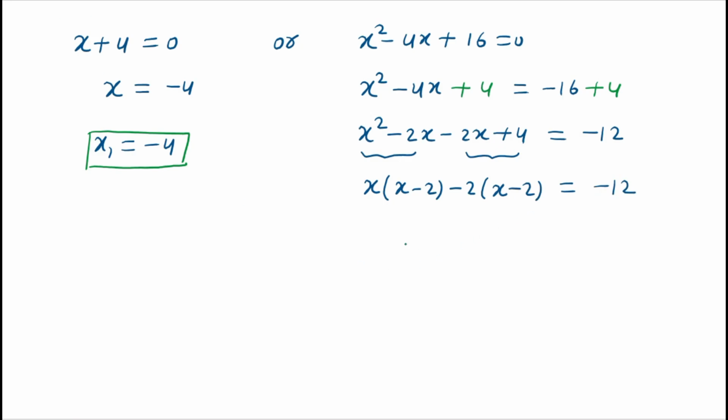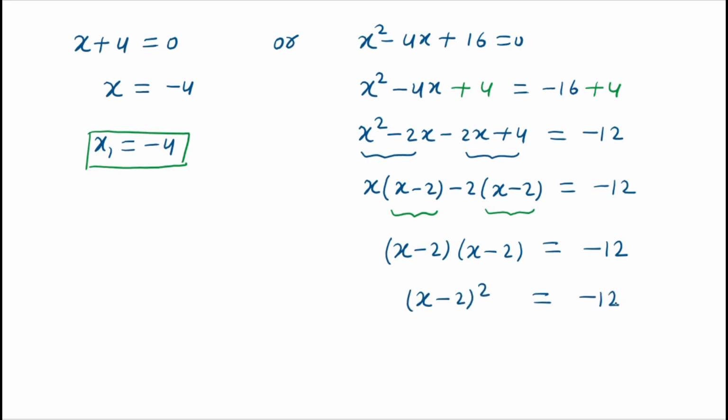Look carefully, we have here x minus 2 and here x minus 2. Now if we take common x minus 2, then we have x minus 2 times x minus 2, which is x minus 2 whole squared, and this is equal to minus 12.